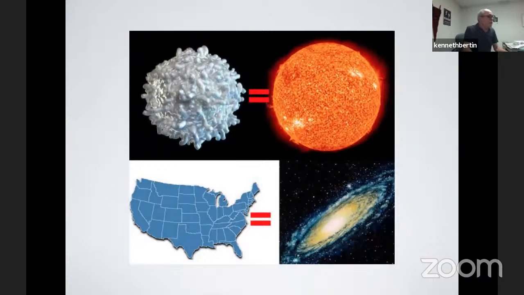To give a comparison, you take a white corpuscle and compare it to the sun as equal. The United States would be equal to Andromeda in that same scale, to give you an idea of real scale.